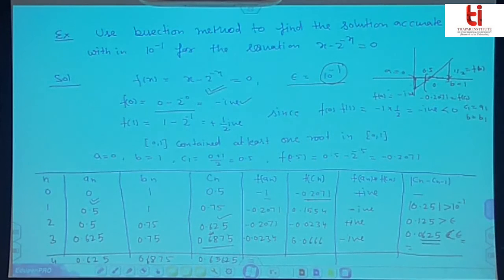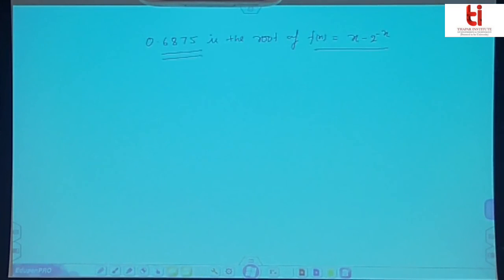So according to this, 0.6875 is the root of the equation x minus 4 raised to the power minus x. That is correct to 1 decimal place. Okay, thank you.